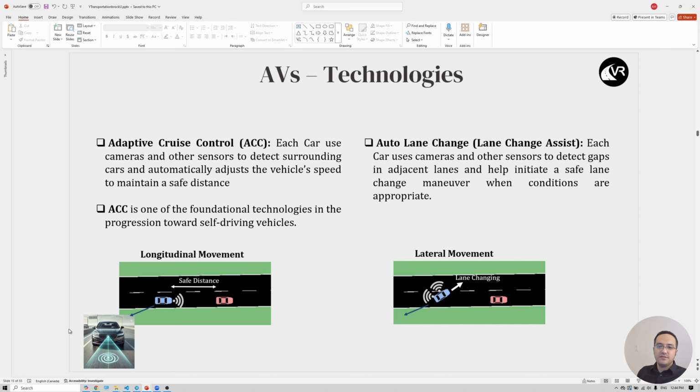Okay, so what are the technologies in AV, in autonomous vehicles? The most fundamental and important technology is adaptive cruise control. You will see these keywords a lot in the research and on the industry side. So ACC makes sure, for the longitudinal movement of the car, that the AV keeps a safe distance to the front car or leading car. And then there is another technology, the lane change assistant for lateral movement, which we call auto lane change or lane change assistant.